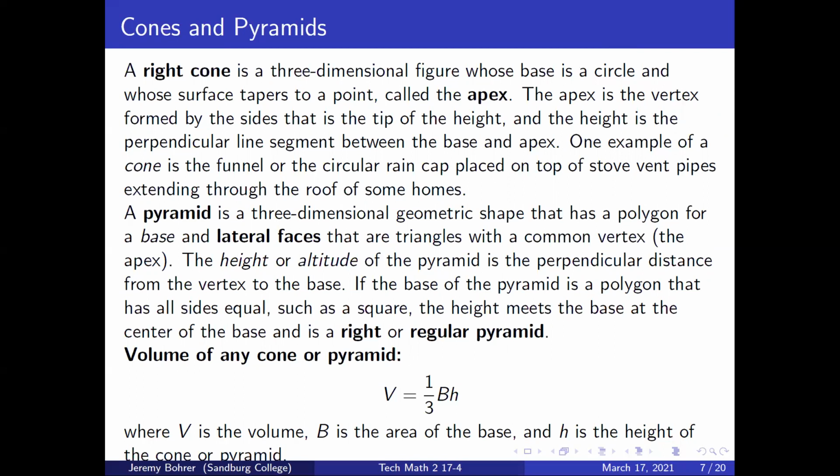A pyramid is a three-dimensional geometric shape that has a polygon for a base and lateral faces that are triangles with a common vertex, the apex. The height or altitude of the pyramid is the perpendicular distance from the vertex to the base. If the base of the pyramid is a polygon that has all sides equal, such as a square, the height meets the base at the center of the base and is a right or regular pyramid. The volume of any cone or pyramid is V equals 1/3 BH, where V is the volume, B is the area of the base, and H is the height of the cone or pyramid.